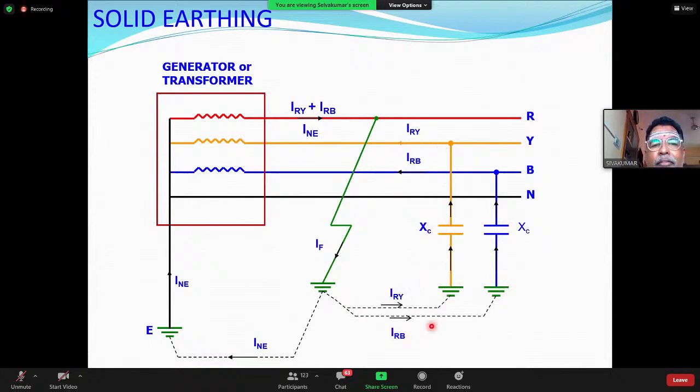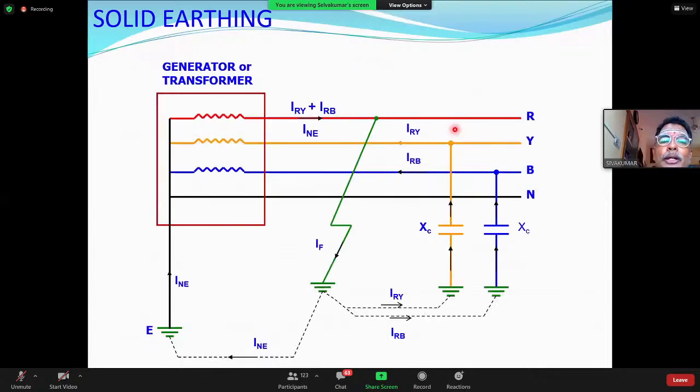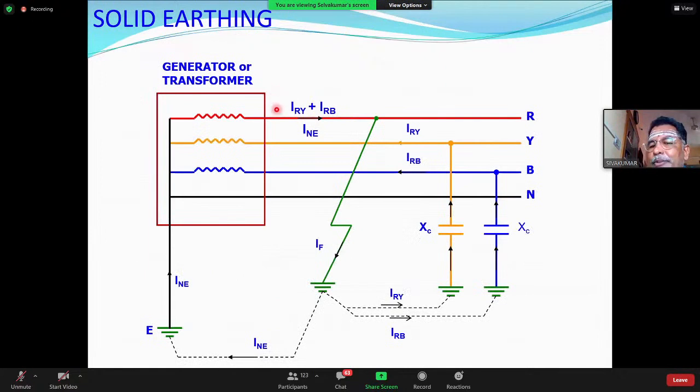This current is significant. Whenever there is a fault, as you know, the fault current is voltage divided by the impedance in the system. So this is the R phase to earth voltage divided by an impedance that is negligible, in milliohms. So in solid earthing, whenever a single phase earth fault happens, the fault current will generally be in kiloamperes.